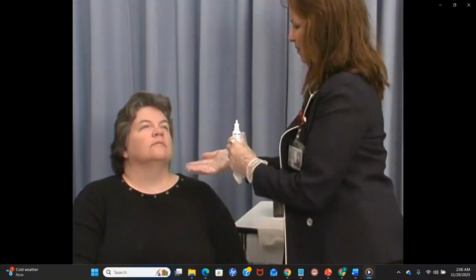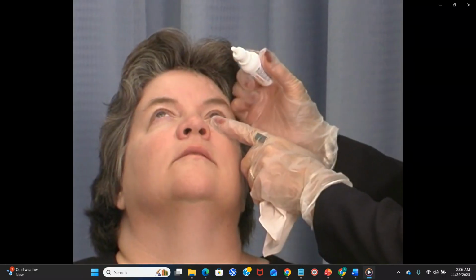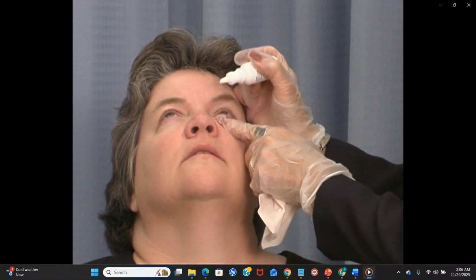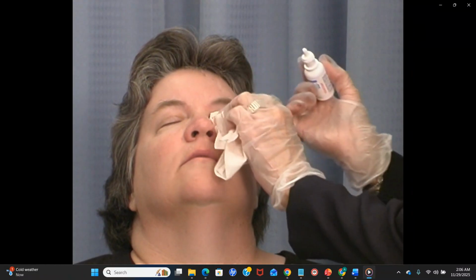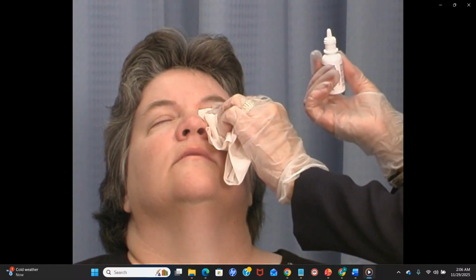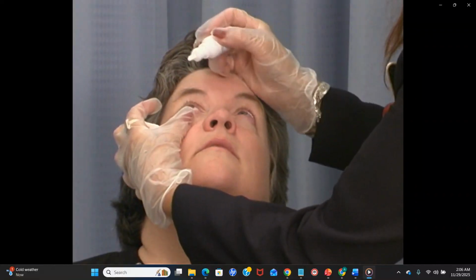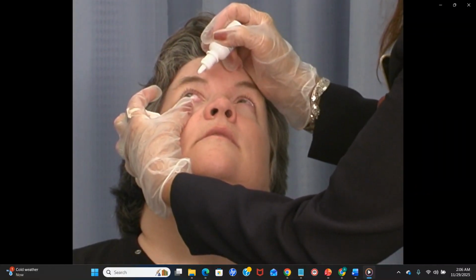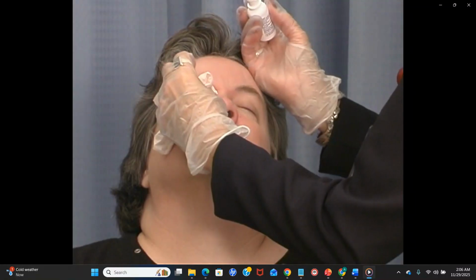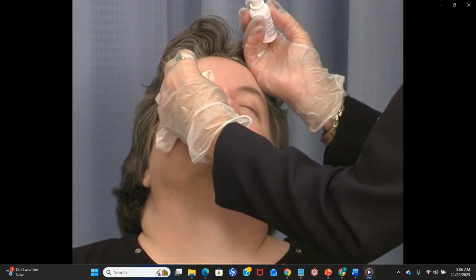Tell the client to gently tilt their head back and to look up and away. With the client's permission, gently pull down the lower eyelid. This will create a pocket for the drops. Drop the exact number of drops listed on the MAR into the eyelid pocket. After administering the drops, gently press the corner of the eye at the bridge of the nose for 1 minute. This will prevent the medication from draining into the mouth.